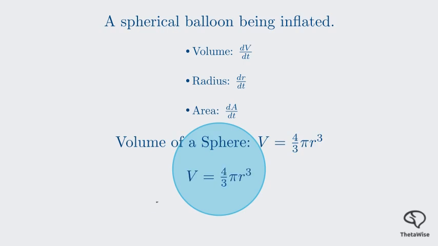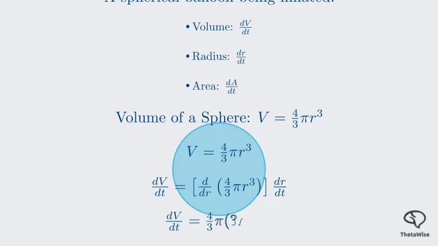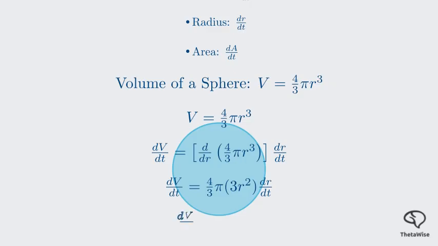The derivative of V with respect to t, or dV/dt, is equal to the derivative of 4/3 pi r cubed with respect to r times dr/dt. This is the chain rule in action. The derivative of 4/3 pi r cubed with respect to r is 4/3 pi times 3r squared, which simplifies to 4 pi r squared. So, our final equation is dV/dt equals 4 pi r squared dr/dt. This equation connects the rate of change of volume and the rate of change of the radius. Because they are linked by this derivative equation, we call them related rates.